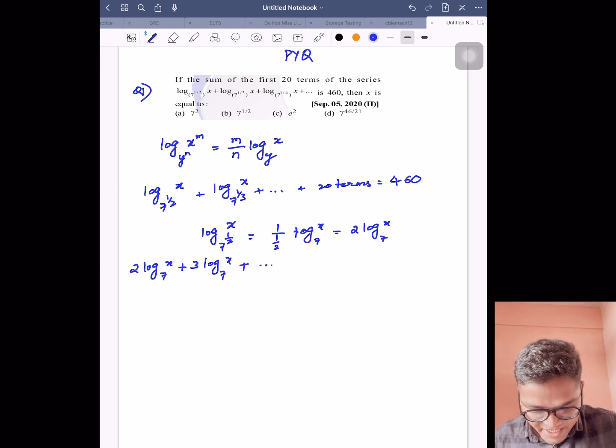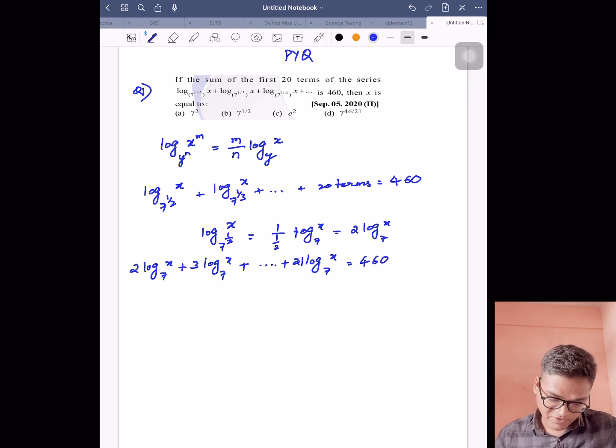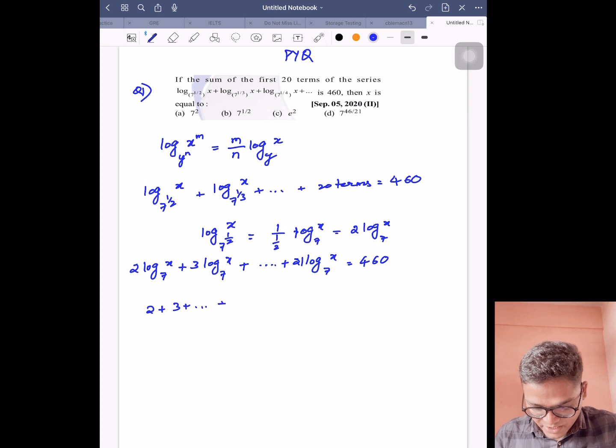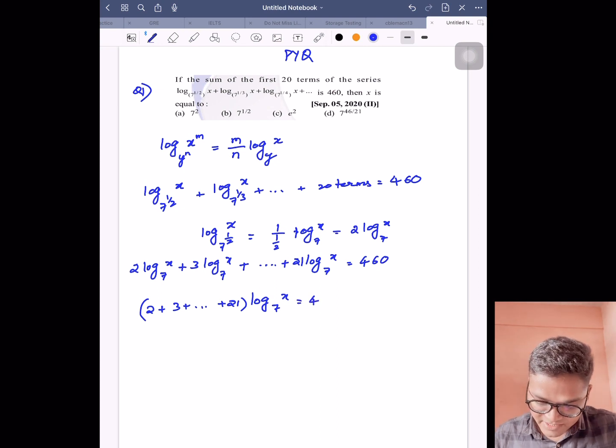See here, if it starts from 1, for 20 terms the last term will be 20, right? But it's starting from 2. So the last term will be 21. Can I say 21 log x to the base 7, which is equal to 460. So if you see this, log x to the base 7 is common. So can I take all the coefficient numbers common? Yeah, 2 plus 3 plus and so on plus 21, times log x to the base 7, which is equal to 460.